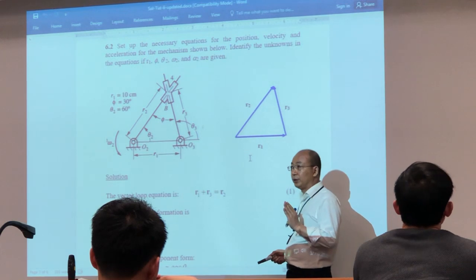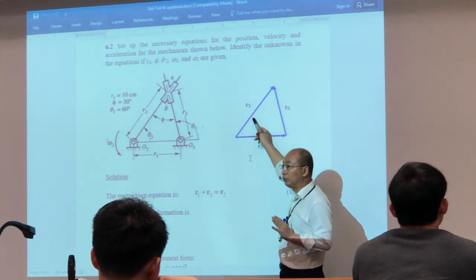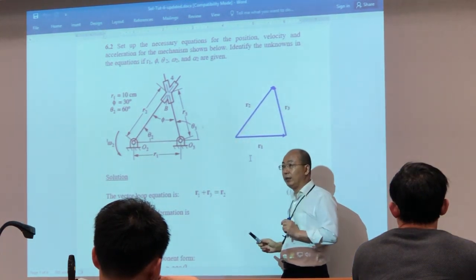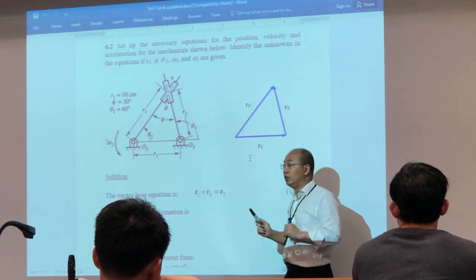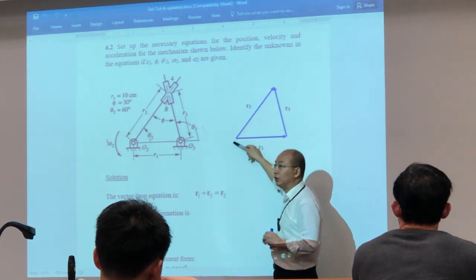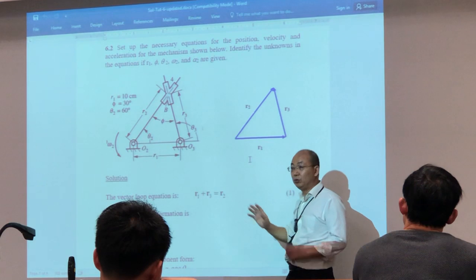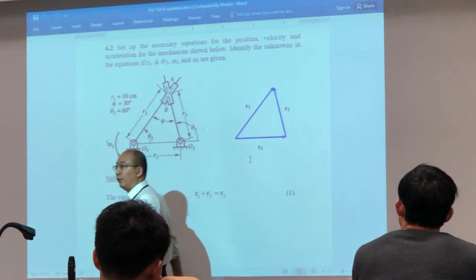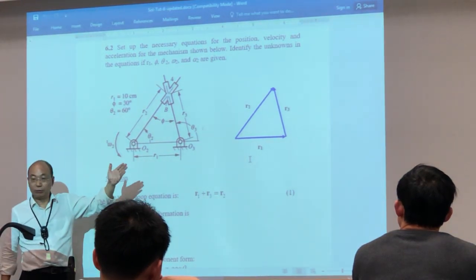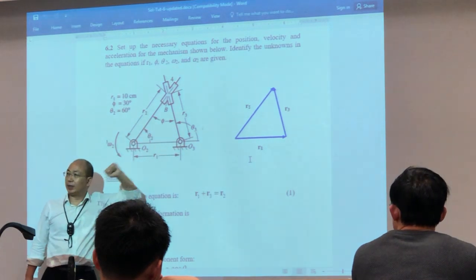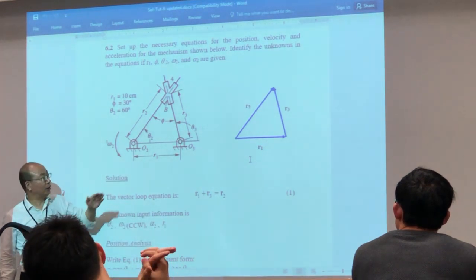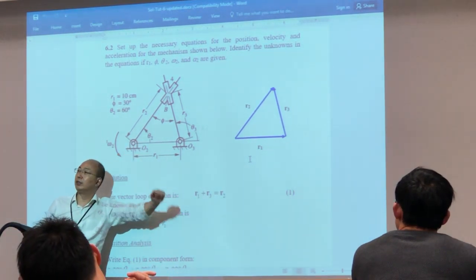If you choose R2, the direction is opposite, point downward. That is perfectly okay, but your equation will be different. If you draw this one downwards, then you will have R1 plus R3 plus R2 equal to 0. You just follow that. That is also okay. So hopefully now you know when you represent the link by a vector, the direction of the vector is up to you to draw, but after that you follow your drawing to write the vector equation.